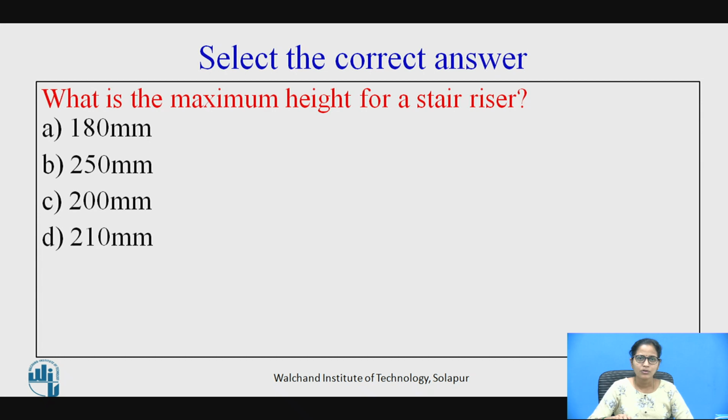So these are the MCQs. What is the maximum height for a stair riser? The options are: first, 180 mm; second, 250 mm; third, 200 mm; fourth, 210 mm. Let us see what is the right answer for this. Yes, 200 mm is the right answer.